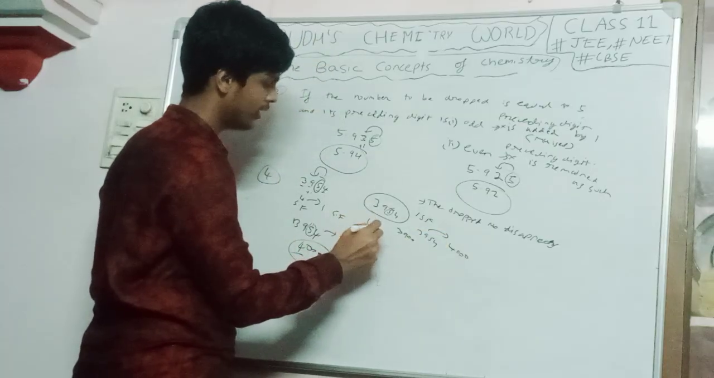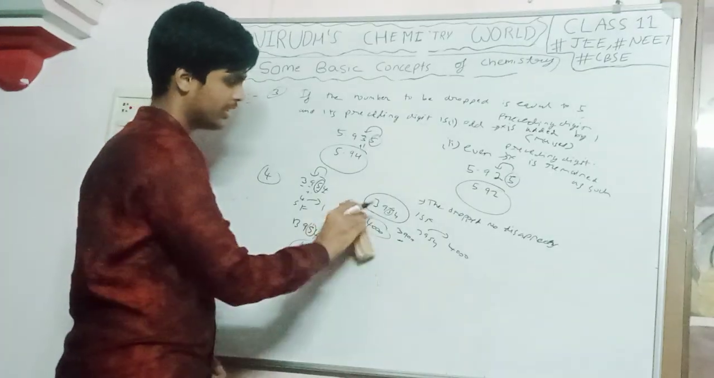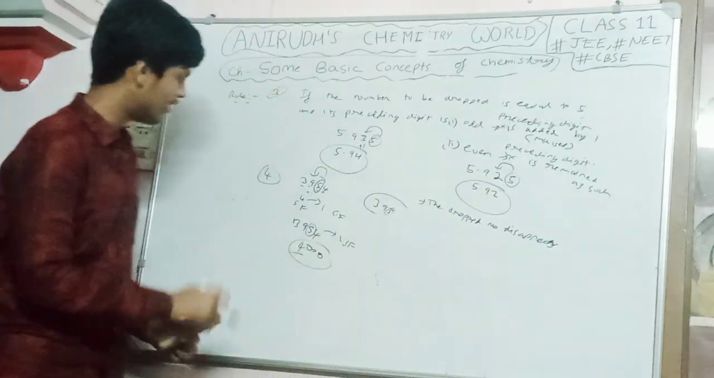So you need to, it is 4000, not 3900. You will again be having 2 significant figures. This is the understanding. This is very high level.